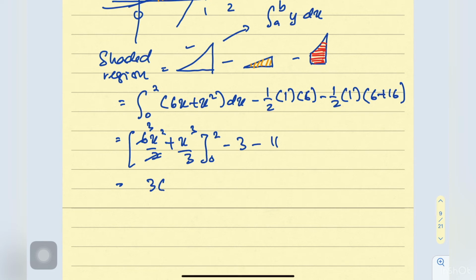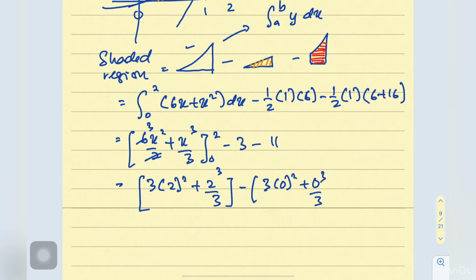So upper limit: 3 times 2 squared plus 2 cubed over 3, minus 3 times 0 squared plus 0 cubed over 3. Okay, minus 14. So the final answer is 2 over 3 unit squared.